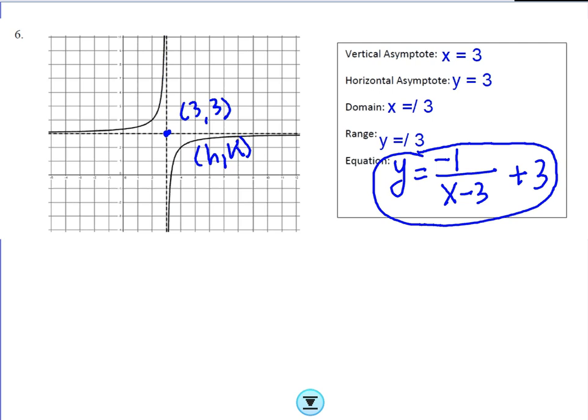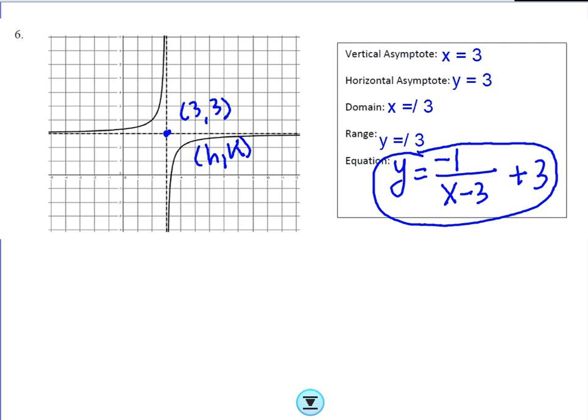So if you do ever see a situation where the branches are sort of opposite facing, like you see here, that just means that the graph has been, in terms of transformations, reflected over the x-axis, and all that does to the equation is change the numerator to a negative as opposed to a positive. Okay?